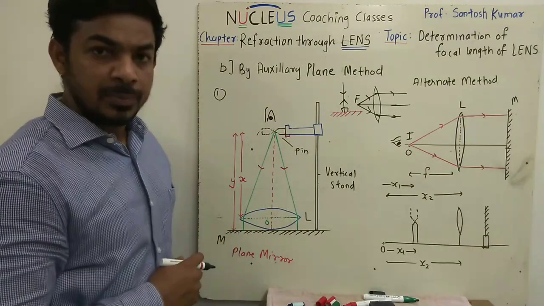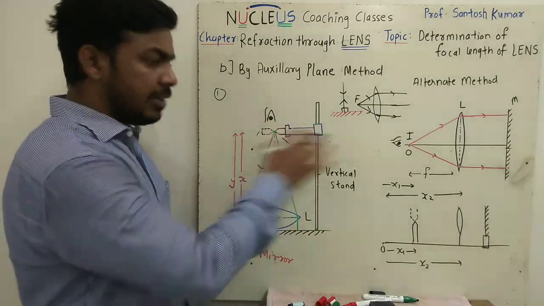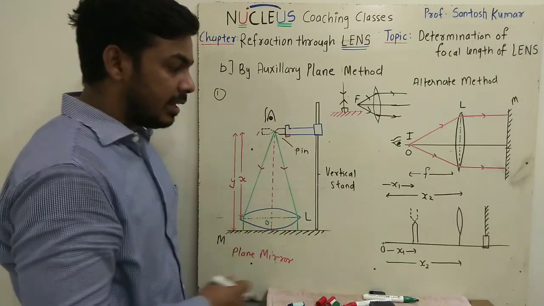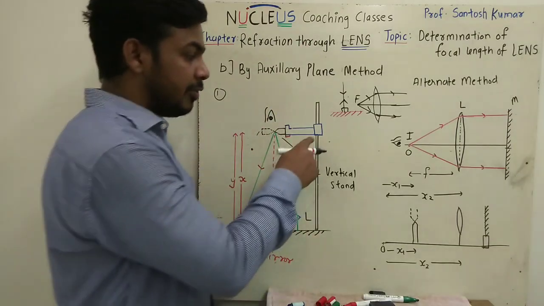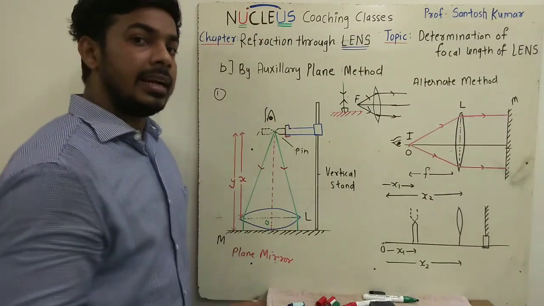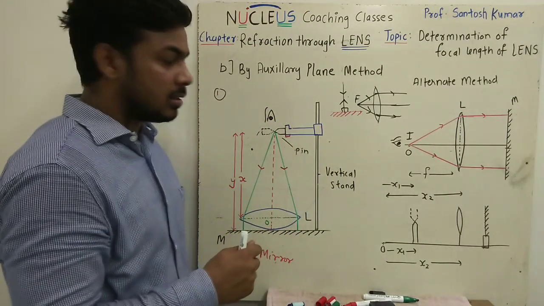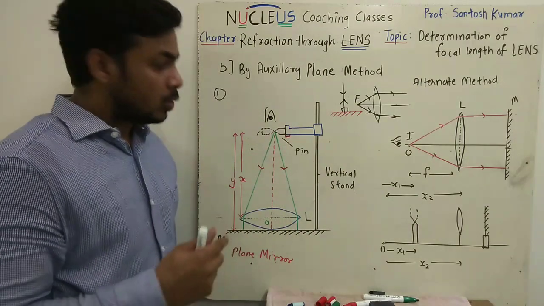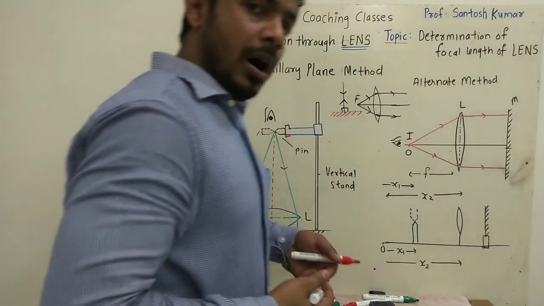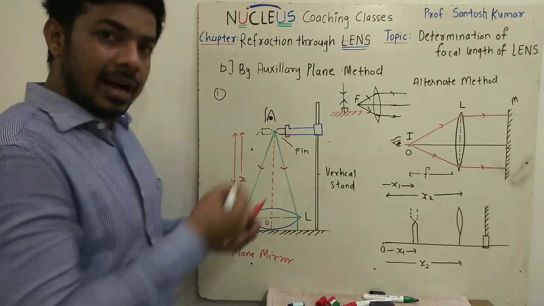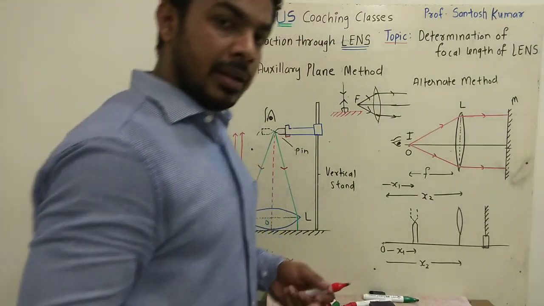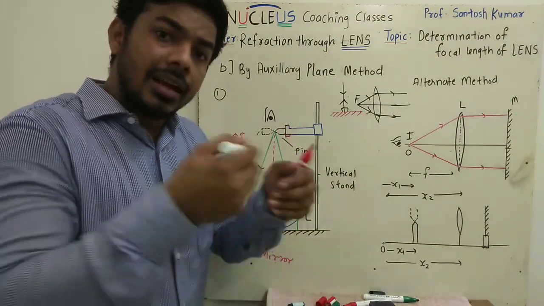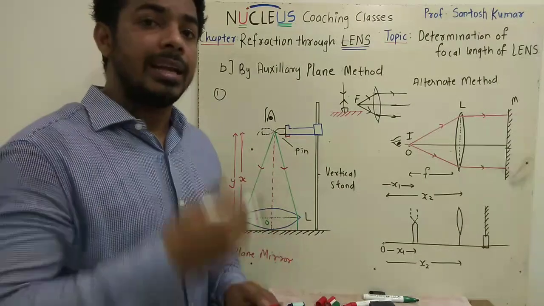So we have two methods. In the first method we have a plane mirror M, a convex lens L, and a vertical stand. There is a fixture on the vertical stand which can slide up and down, and we can lock its position, and on this fixture we have a pin. The pin serves as an object. So what we have to do is look from above the pin, and move the pin up and down till its real inverted image is obtained without any parallax.